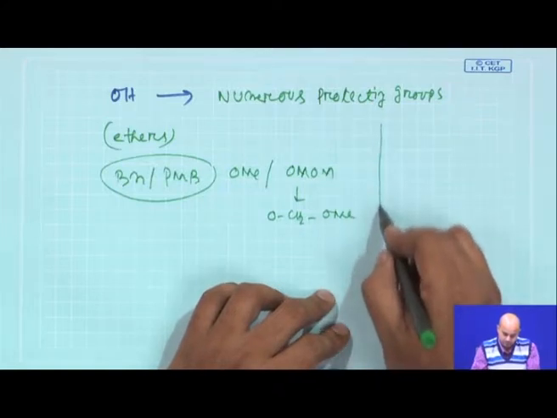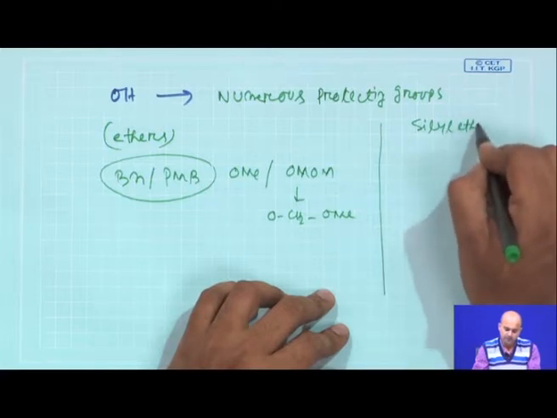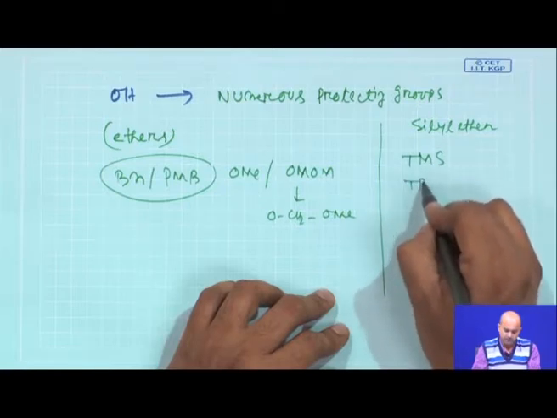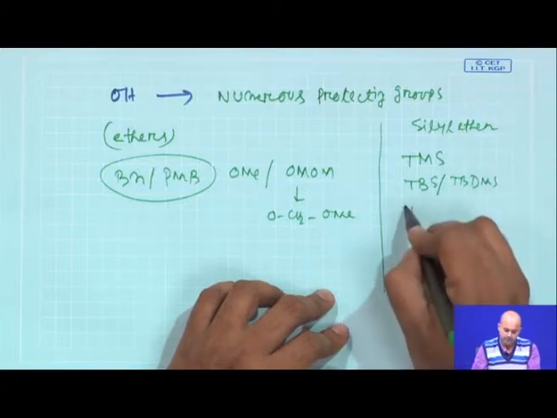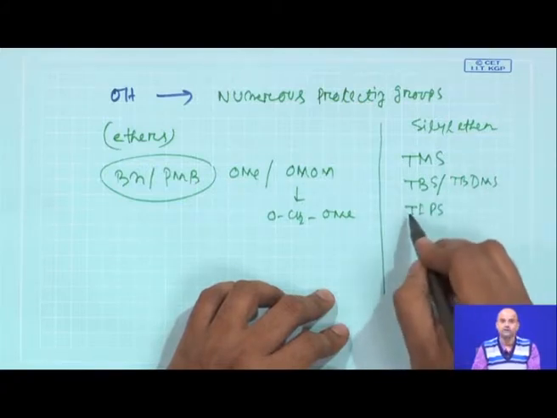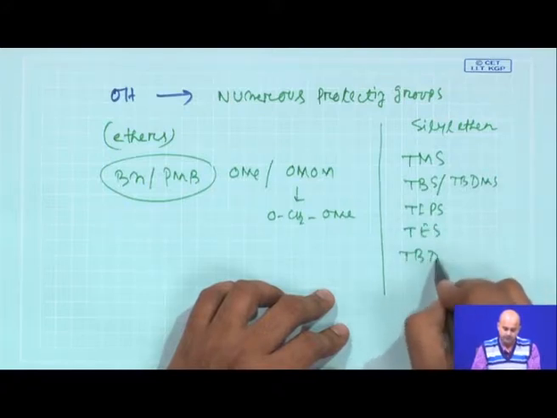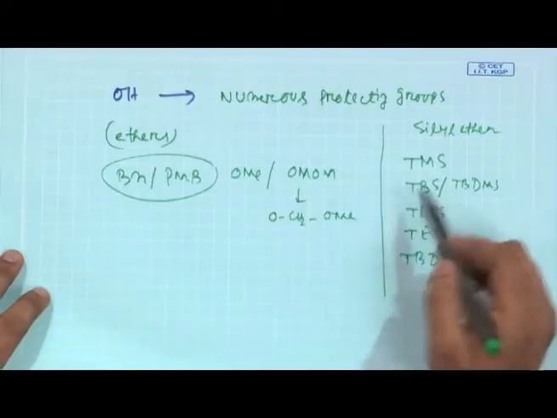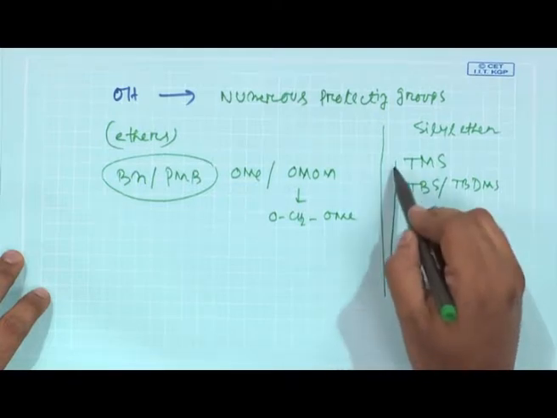Then your silyl ether. With silyl ethers, you have many silyl protecting groups: TMS (trimethylsilyl), TBS or TBDMS, TIPS (triisopropylsilyl), TES (triethylsilyl), and TBDPS. Now, these protecting groups were basically chosen based on their stability under certain conditions. This is why the groups have been written in this order.